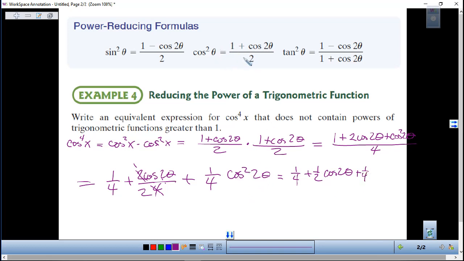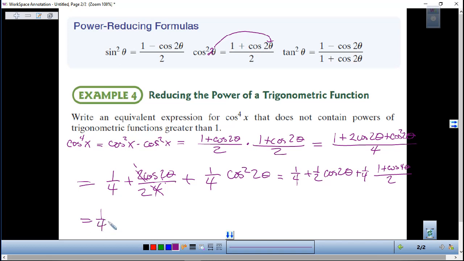Now, here's the thing. What do you notice about the theta going from here to here? What happens to it? It doubles. So that means that if I have cosine 2 theta in here, over there I'm going to have cosine 4 theta. So this thing right here is going to become 1 plus cosine 4 theta over 2. And then all I've got to do is go back and simplify.